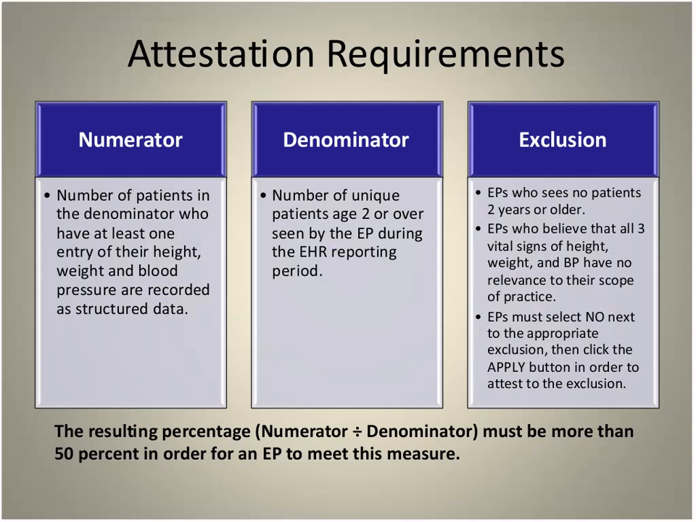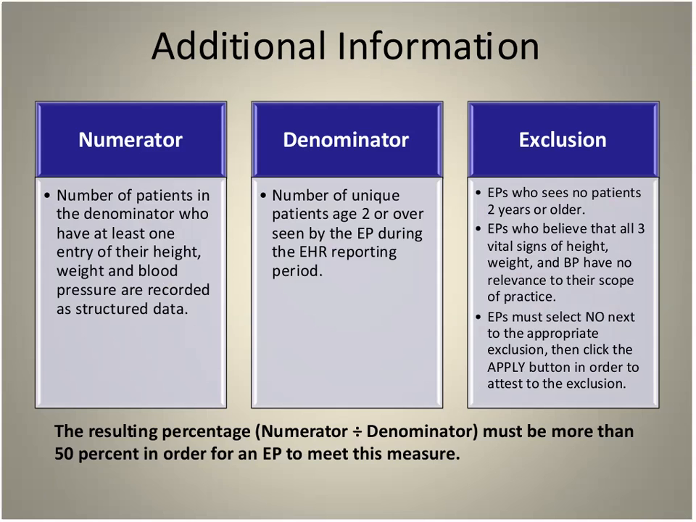Again, the denominator is the number of unique patients aged 2 or over during the reporting period. I mentioned again, it's not practice by practice, but these measures are by eligible provider by eligible provider. The numerator is the number of those patients in the denominator who have at least one entry. Doesn't matter how many encounters we had with them, at least one entry, height, weight, and blood pressure recorded as structured data in the EHR. And the exclusions, we've already discussed those. So the only requirement here is 50%. That seems very doable to me. And I'd be surprised if any eligible provider who did not exclude this objective would have difficulty meeting that 50%.